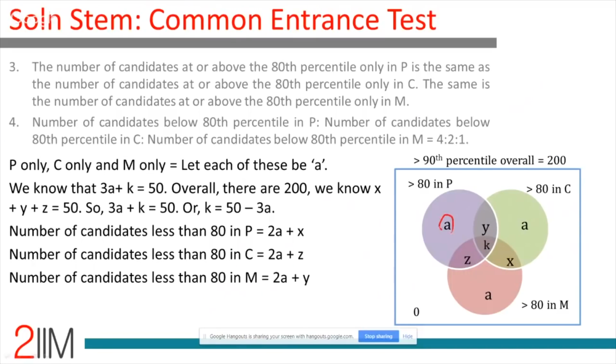These three are equal. We've already seen that A. Wonderful. And so this plus this is 150. So 3A plus K is 50. So we don't have that many variables. This K is linked to this A. That's useful. So we got that far.